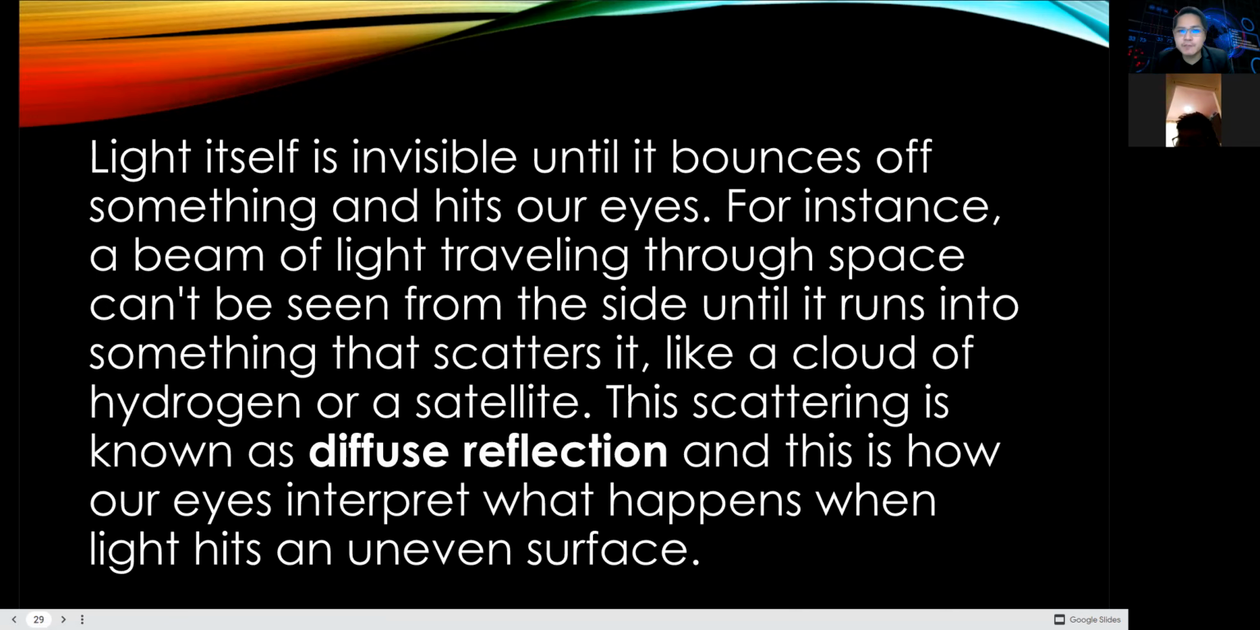Light itself is invisible until it bounces off something that hits our eyes. For instance, a beam of light traveling through space can't be seen from the side until it runs into something that scatters it, like a cloud of hydrogen or a satellite. The scattering is also known as diffuse reflection. And this is how our eyes interpret what happens when the light hits an even surface.